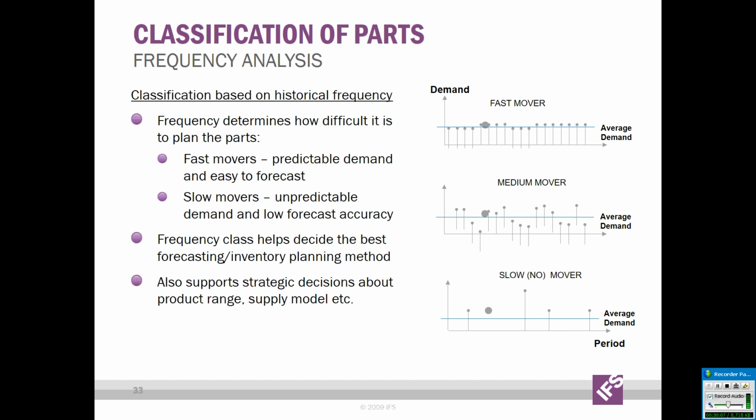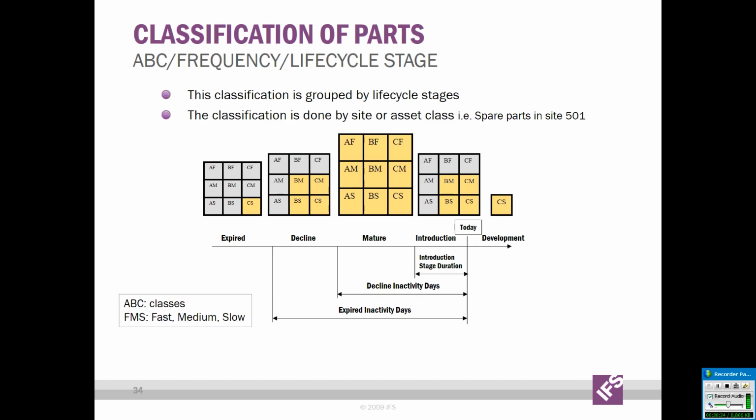But these slow movers, what do we do with these things? How do we figure those out? So our frequency class helps us decide the best forecasting method that we would use in Demand Planner. And that's why we're doing that classification. So it all comes down to this. We have a classification in the ABC. We also have it in the frequency.